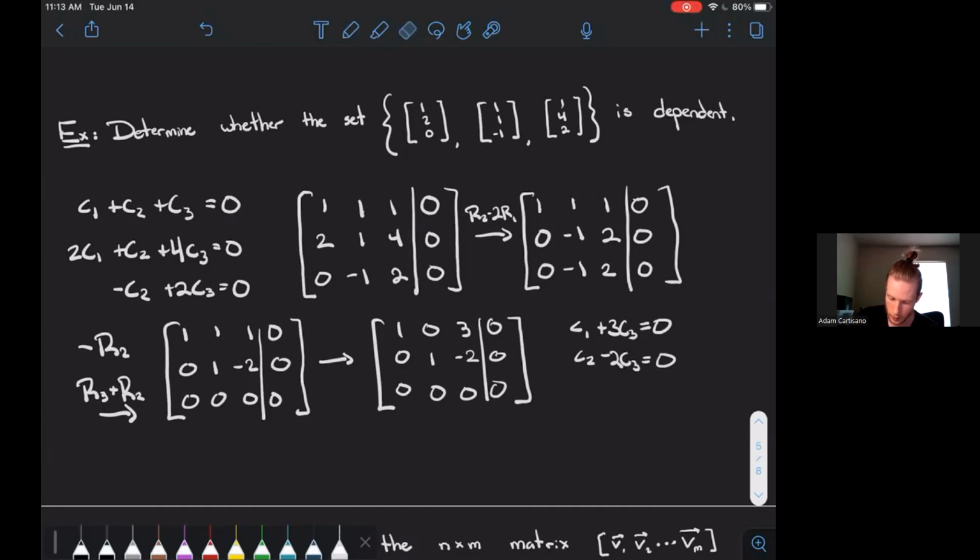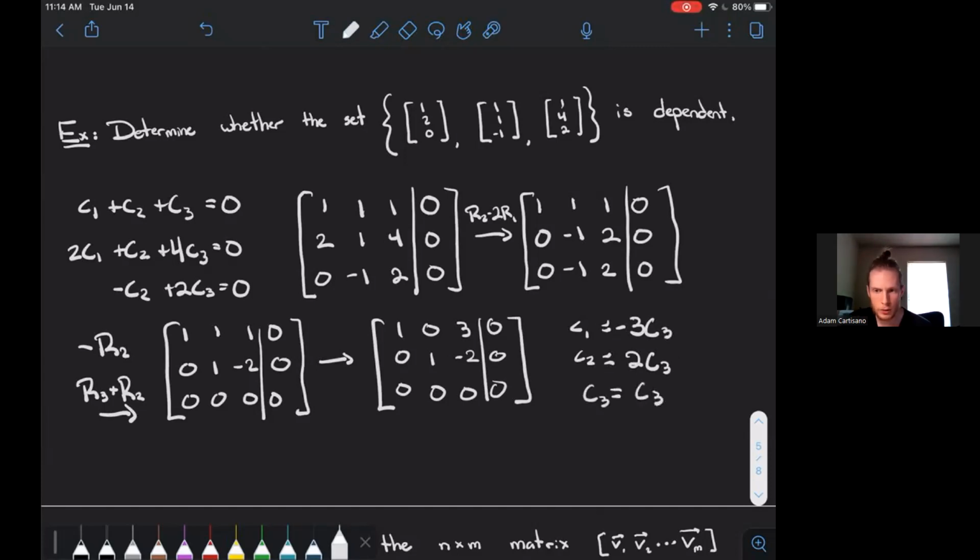Let me rewrite these equations so that we're solving for C1 and C2 in terms of C3. That'll be a little bit easier to look at. So C1 equals negative 3C3, and C2 equals positive 2C3. And C3 is literally C3.